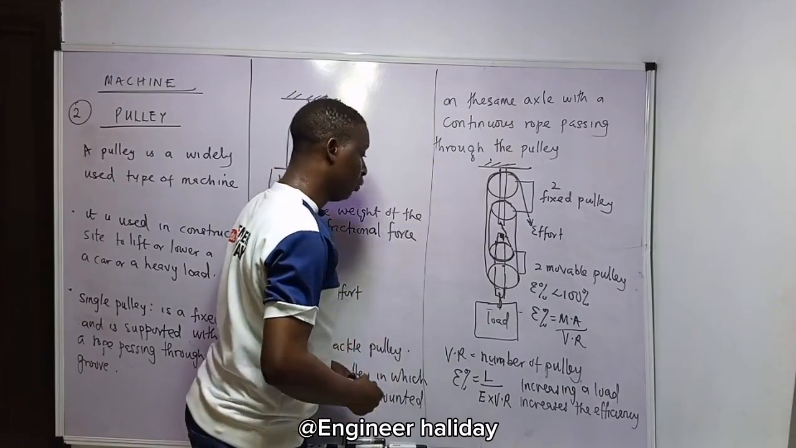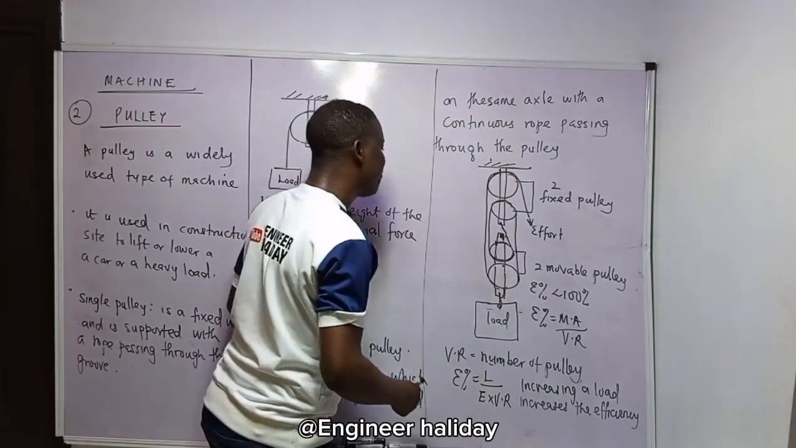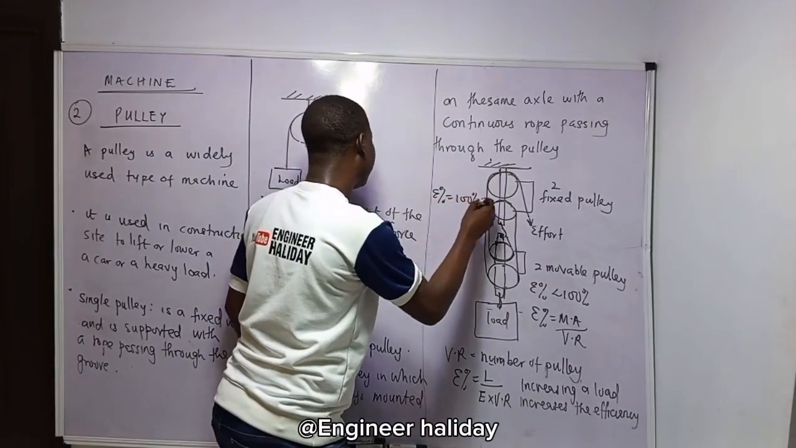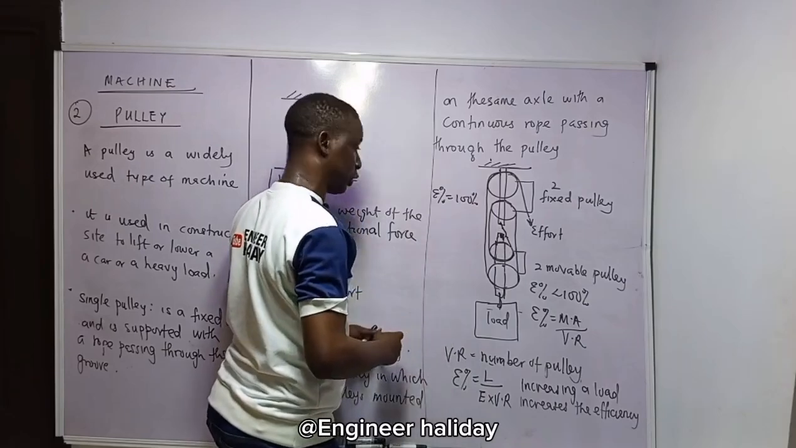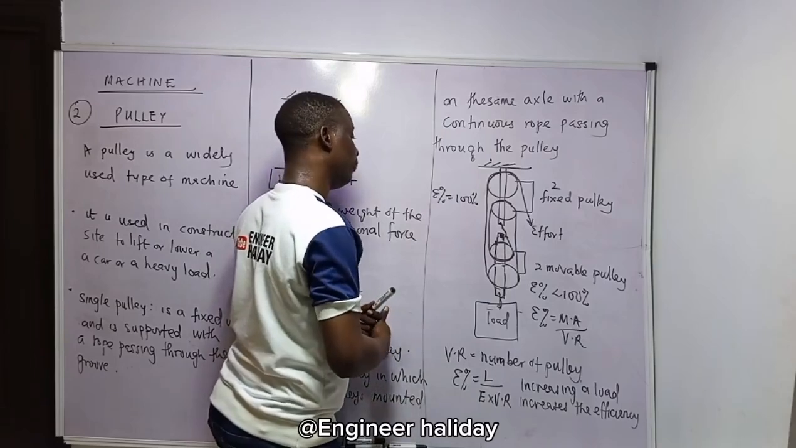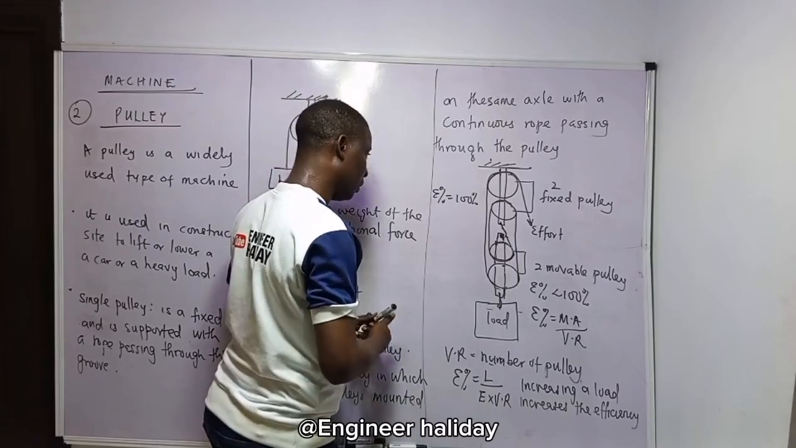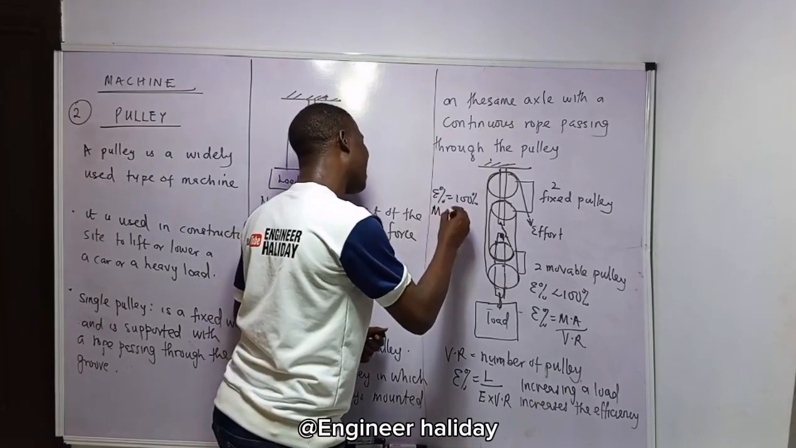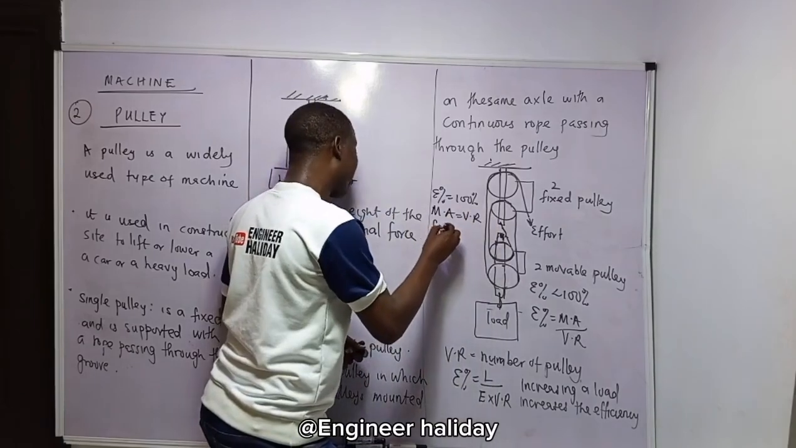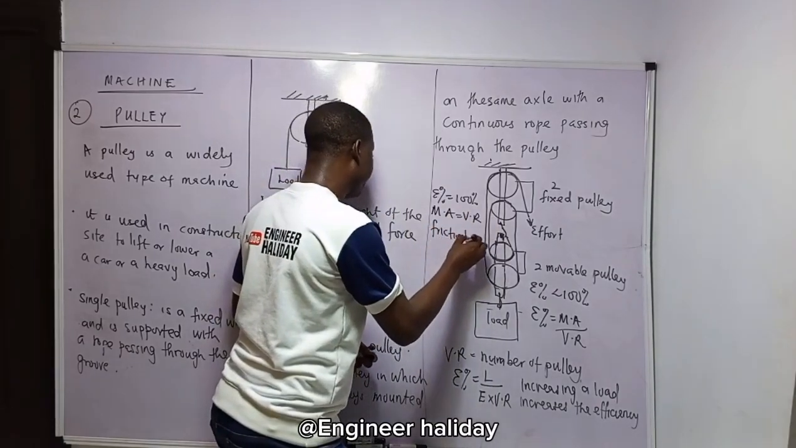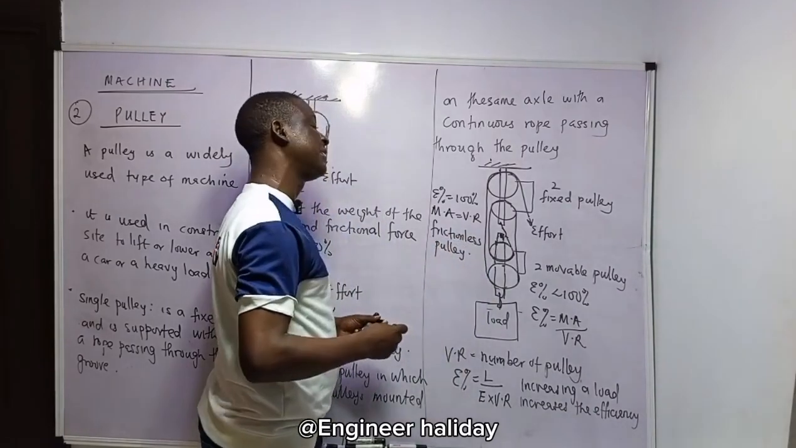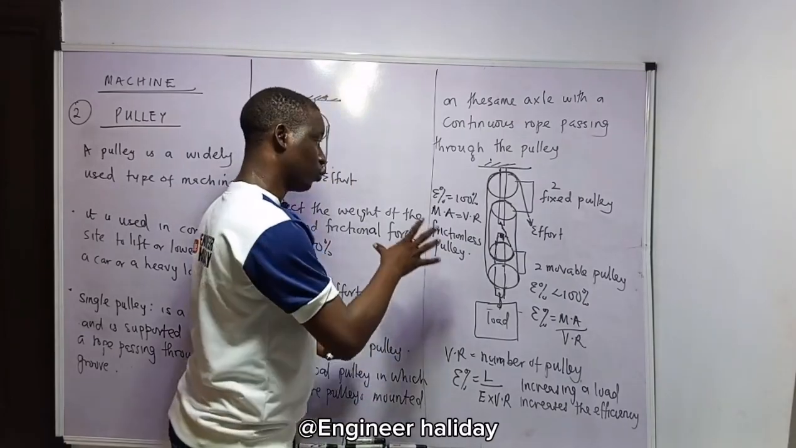That is number two. Now, what about if the efficiency is equal to 100%? That is to say, we neglected friction and neglected the weight of the pulley, or the weight of the rope. Now, in that case, mechanical advantage will be equal to velocity ratio. It means that you are operating on a frictionless pulley. That is what it means.